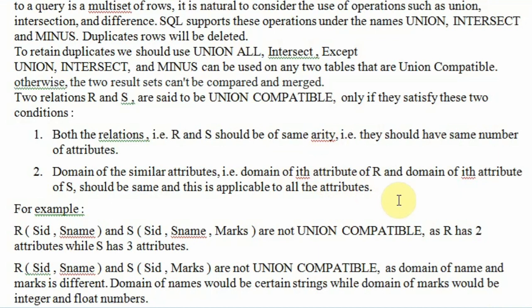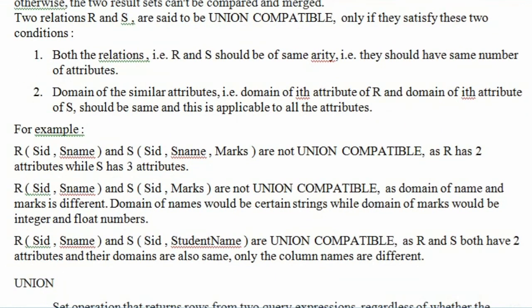For example, let us consider these three cases. In relation R I have SID and SName, and in relation S I have SID, SName and marks. Now it fails in the first condition itself, wherein the arity is not the same. In the first relation I have two attributes and in the second relation I have three attributes. So it's not union compatible. You cannot perform the union operation on such tables.